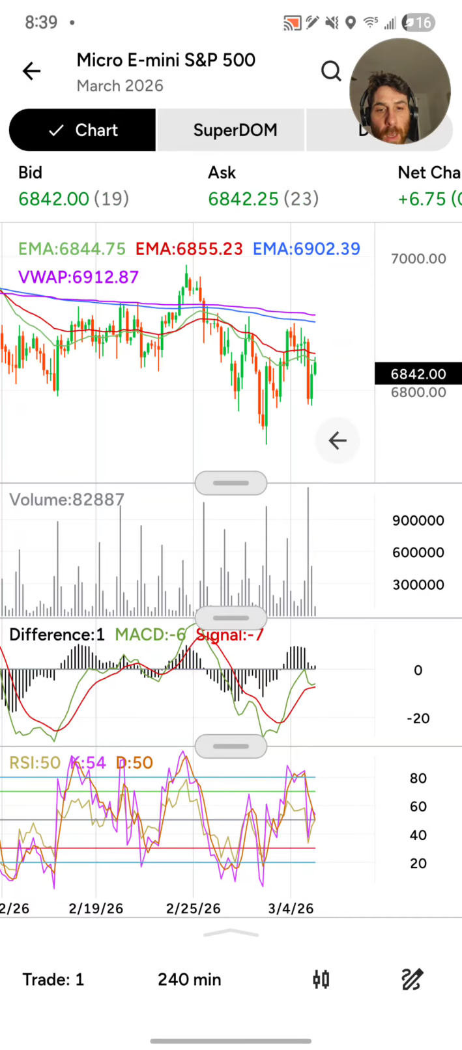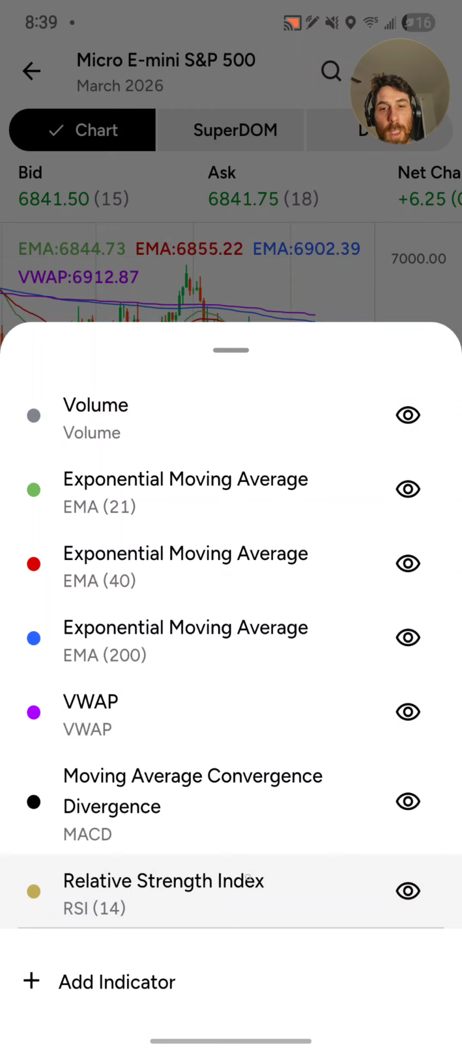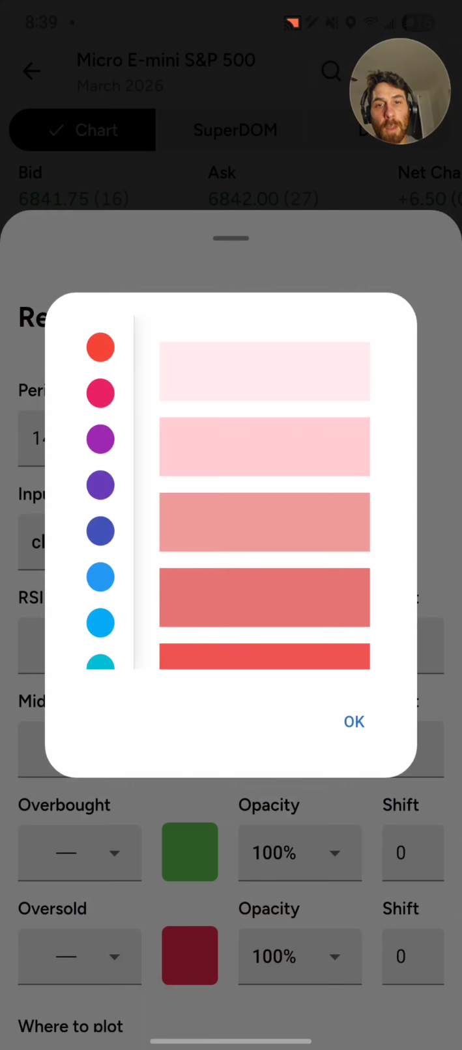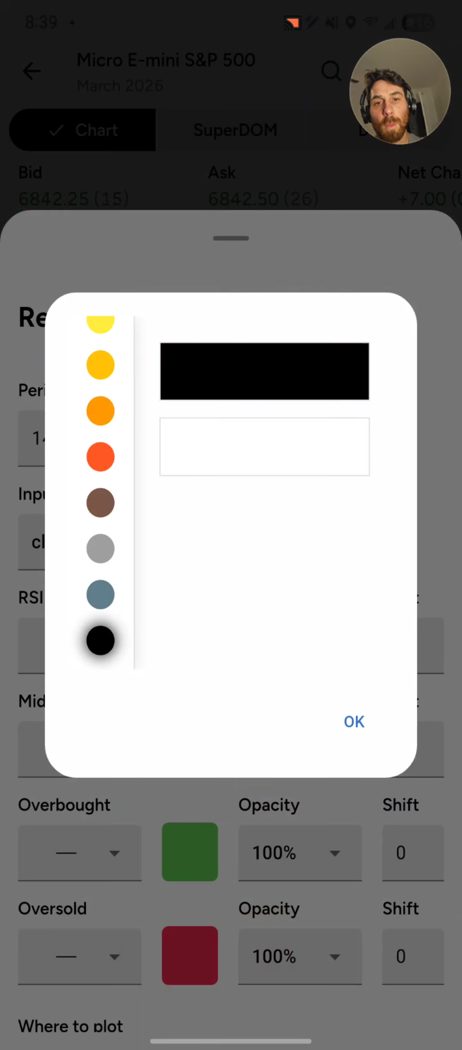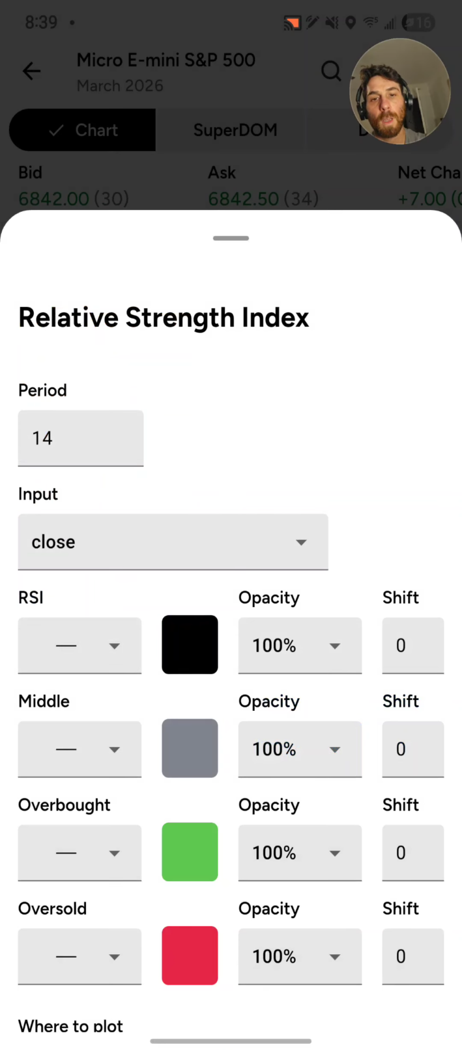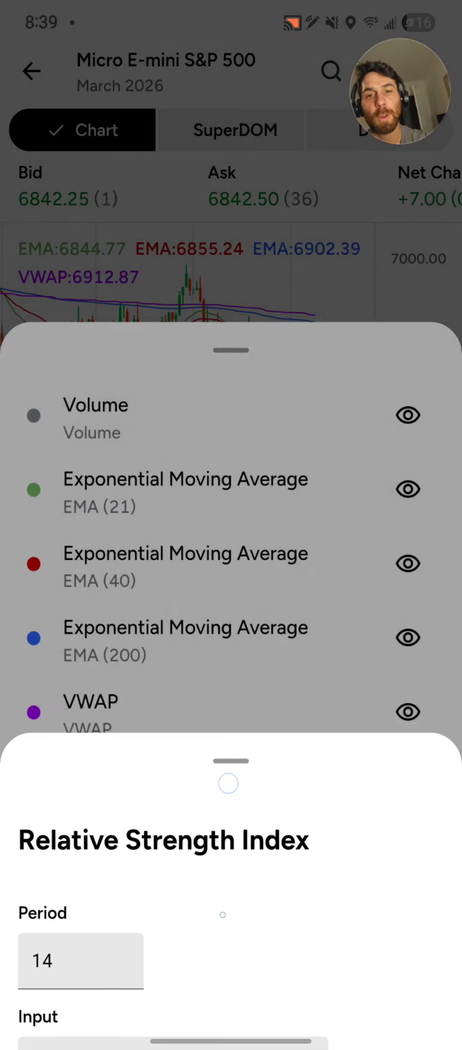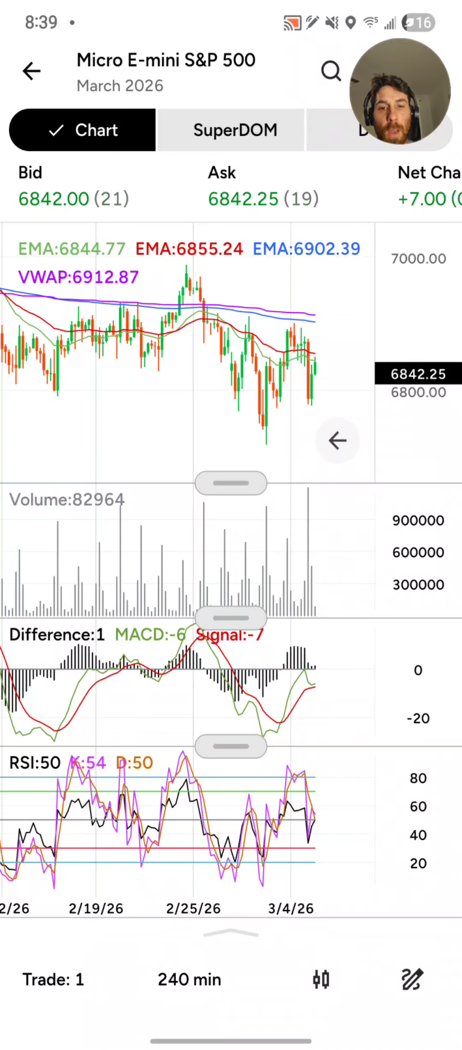Right, so the only thing that I typically change is the color of the RSI, because for me, the gold color that it starts out with is a little dull. So I'll usually take that RSI color and I'll change it to black. And again, this is just my personal preference. You can keep it how it is, but now you can see it much better.